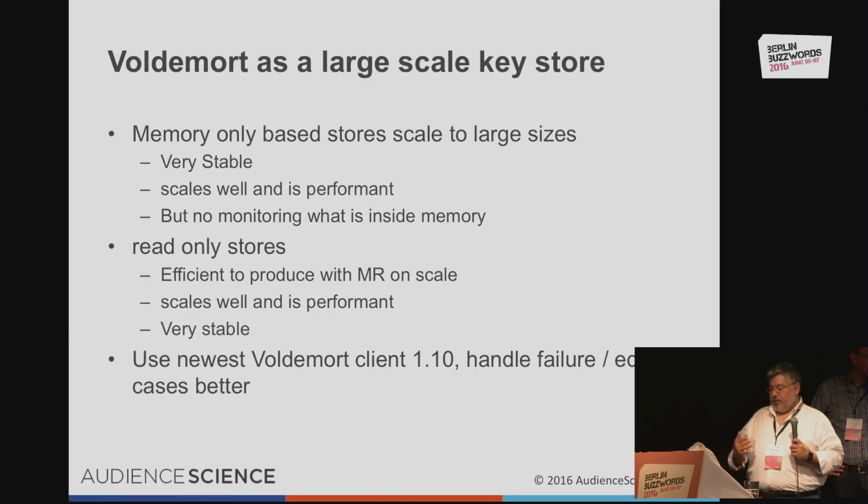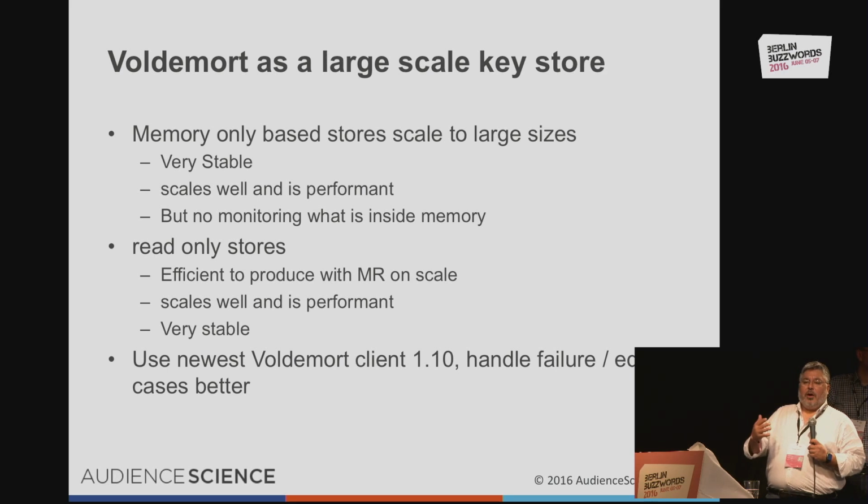So as I mentioned, we use Voldemort as a large-scale key store, right? We use both in-memory Voldemort, and we also use the read-only stores. The in-memory Voldemort is very stable. It scales well. It's really performant. But it's really hard to monitor what's in memory, right? So you have to be careful. Make sure that the input is quality, because if you don't have quality input, it's hard to go back and debug data that you're getting out of that data store later.